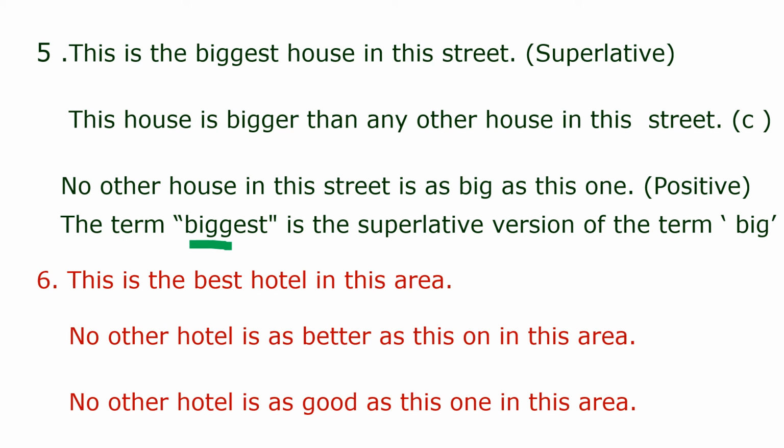In comparative degree, bigger. This is the best hotel in this area. This is an irregular adjective. Good, better, best. You remember? No other hotel is better than this one in this area. Better, this is the comparative degree. No other hotel is as good as this one in this area. This is positive degree.